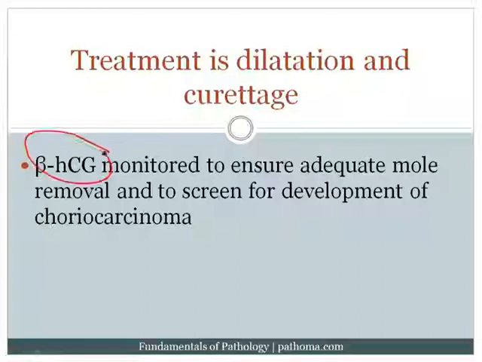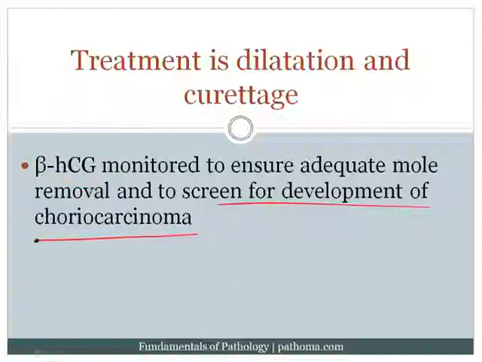And the beta-HCG is helpful because it helps to tell you that you removed the mole. So once you do the D&C and you pull away the molar tissue, you've now gotten rid of the mole, and so the beta-HCG should also go down. That's the way by which you ensure that there's adequate removal of the molar tissue. The other use for the beta-HCG is to screen for the development of choriocarcinoma.